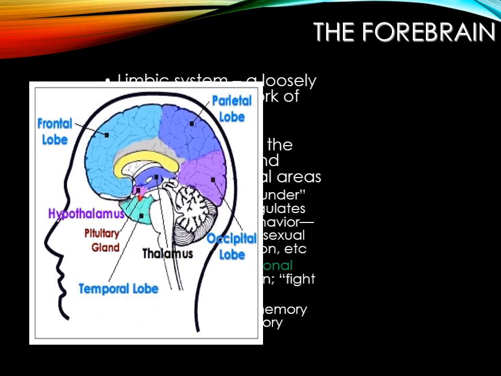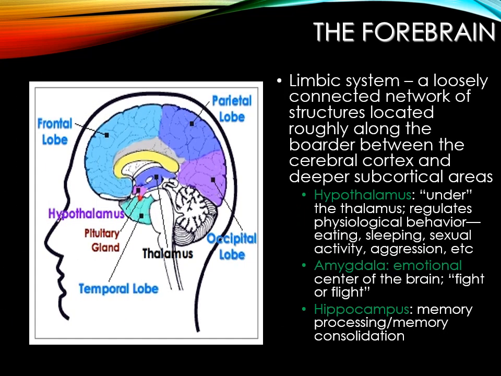Now we're going to talk about the limbic system. The limbic system is made up predominantly of three major structures that you need to know about, and it's known as the pleasure center of the brain. This is the area that exists just above the thalamus and below the cerebral cortex. Usually we're talking about above the brainstem, below the cortex.